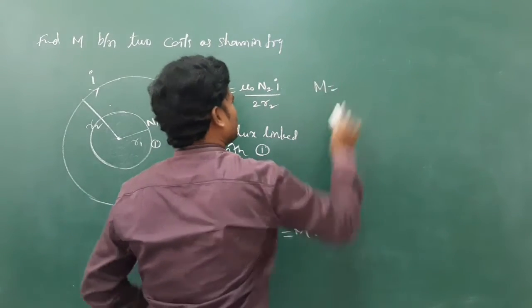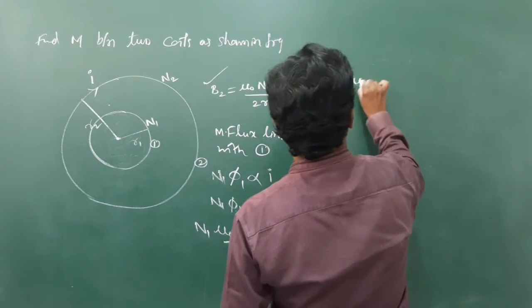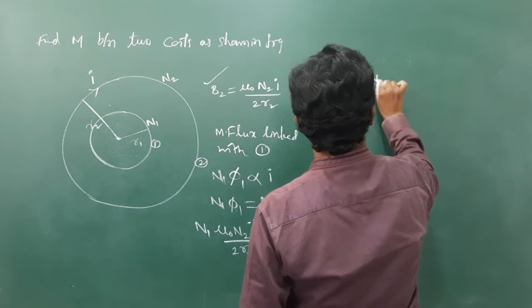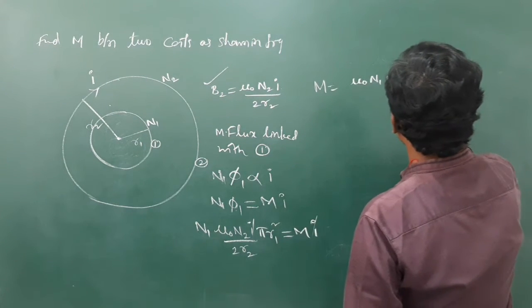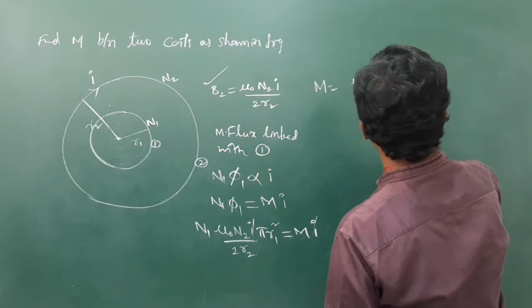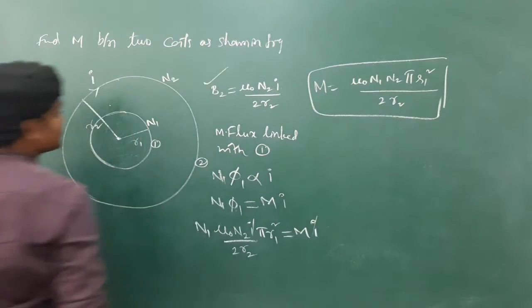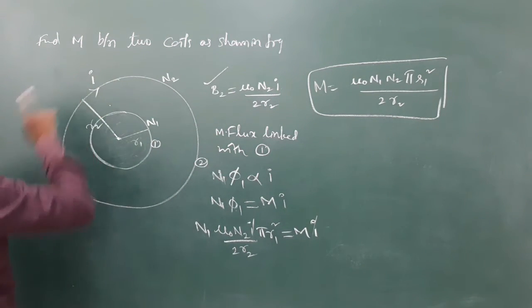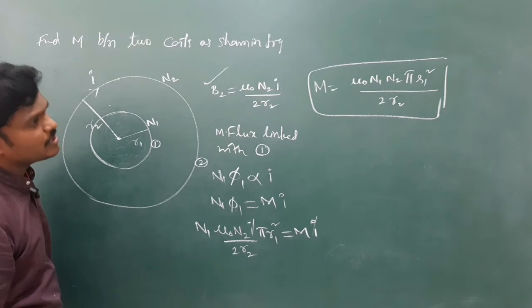M is equal to mu naught N1 N2 pi R1 square by 2 R2. See, this is the mutual inductance between two coils if current in secondary is given like this. So mu naught N1 N2 pi R1 square by 2 R2.